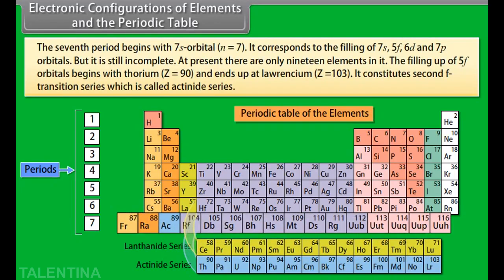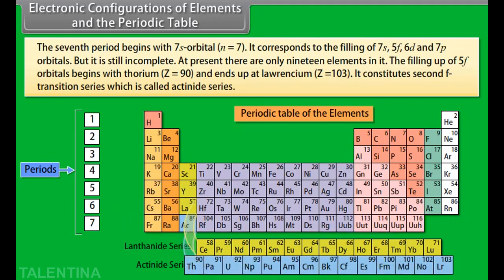The seventh period begins with 7s orbital, that is, n is equal to 7. It corresponds to the filling of 7s, 5f, 6d and 7p orbitals, but it is still incomplete. At present, there are only 19 elements in it. The filling up of 5f orbitals begins with thorium, atomic number is equal to 90, and ends at lawrencium, atomic number is equal to 103. It constitutes the second f transition series, which is called actinide series.